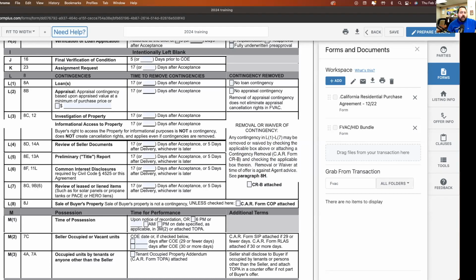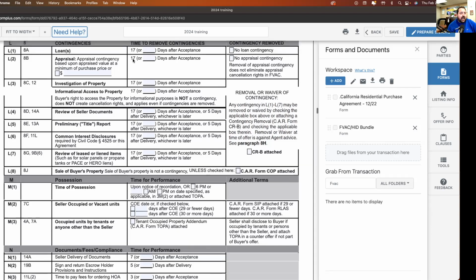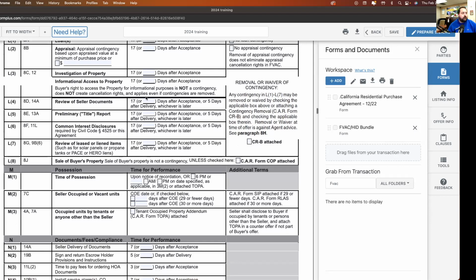Okay. All right. So we looked at the informational access, the investigation of properties. If I'm countering this to shorten it to 10 days and I have my appraisal at 10 days, then I'm going to make this 10 days that they have the access, right? Whatever matches my longest contingency, that's what this is going to be also. So if I shorten everything to 10 days, then I have to shorten this informational access also to 10 days. So it matches. Okay.